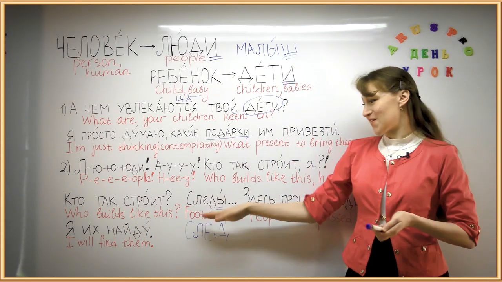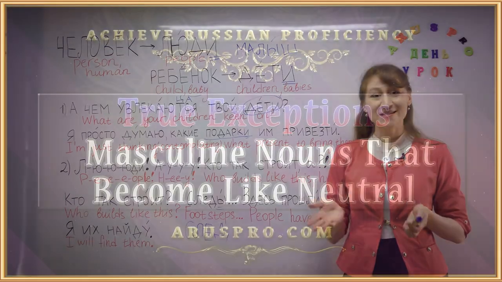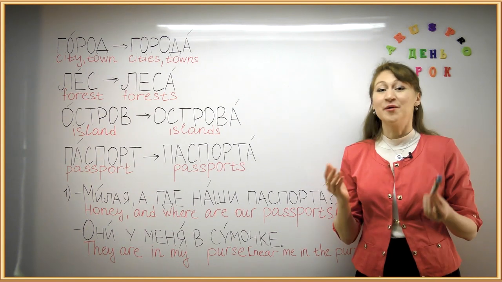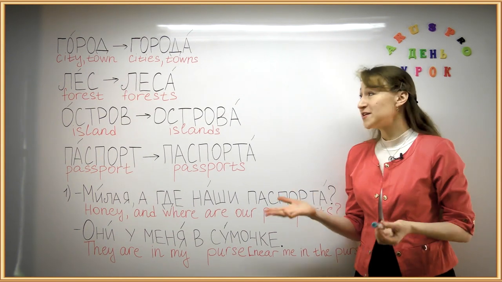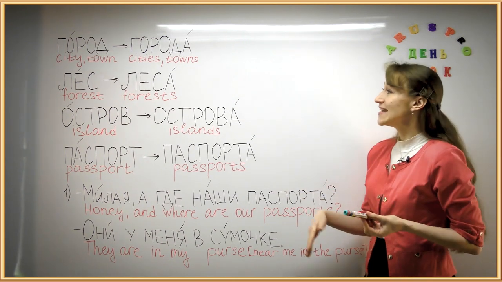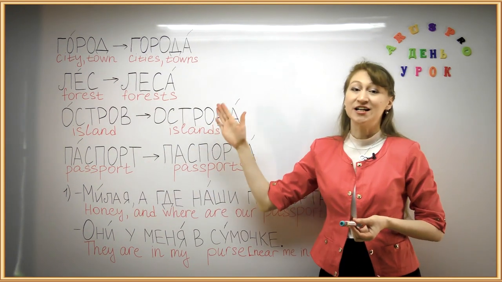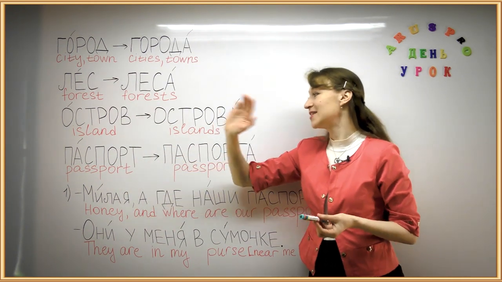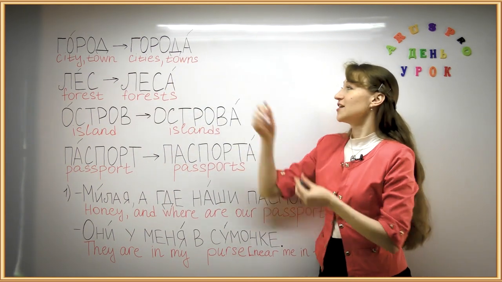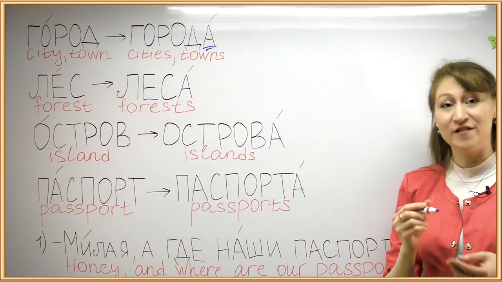I hope you enjoyed this excerpt, and now let's move to the next group of exceptions. This group of true exceptions are masculine nouns that for some reason become like neutral in the plural form and take the ending А or Я. Well, here we have the examples of masculine nouns ending in a consonant. So they will attach the ending А, since this is the hard variant.